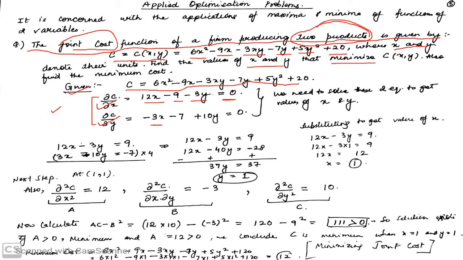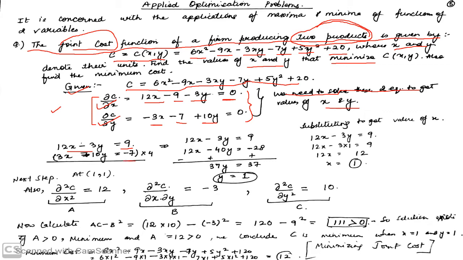It becomes -3x, this is -7 and this is 10y. We put both equations equal to 0. What is our objective? We need to solve these two equations to get the values of x and y. Fine. A simultaneous equation has been formed: 12x minus 3y is equal to 9, and this becomes 3x minus 10y is equal to -7, right?